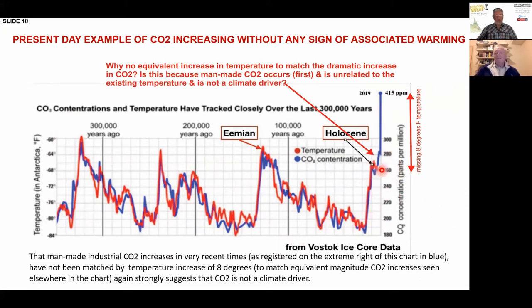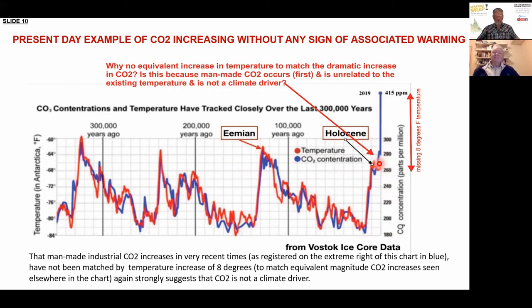Another point about this diagram is when we get up to the right-hand side here, the temperature is going up and down and up and down, and CO2 is going up and down, which is the blue, until it gets to this point. And then there is this massive increase in CO2 going all the way up here to 415 ppm. That is not in keeping with the previous patterns. That is the man-made CO2 contribution since the Industrial Revolution, particularly in more recent times, driving the CO2 levels way out beyond where it would normally have been expected to be.